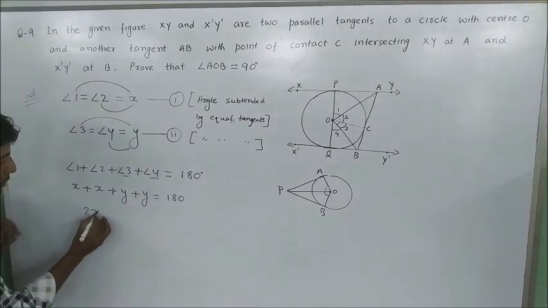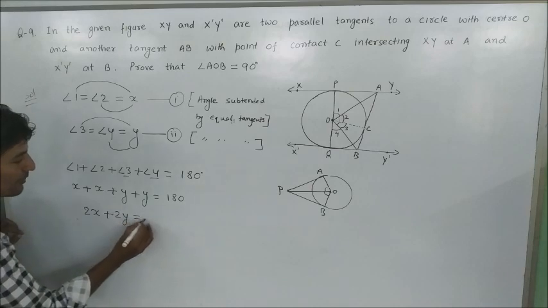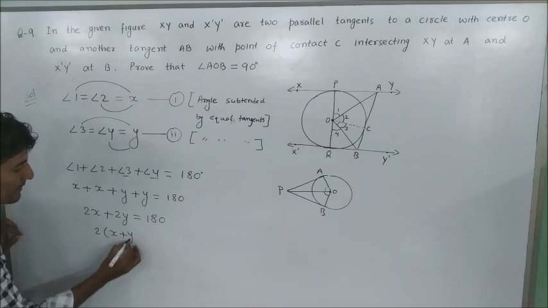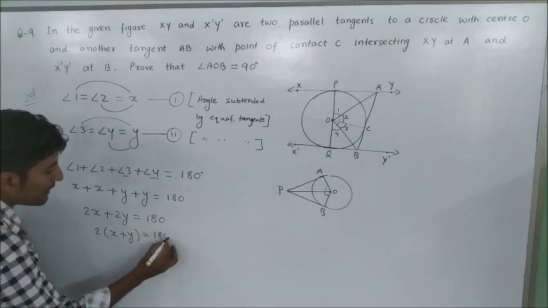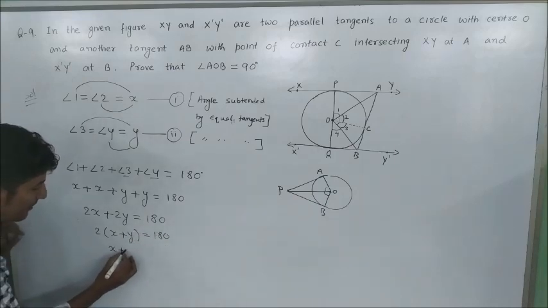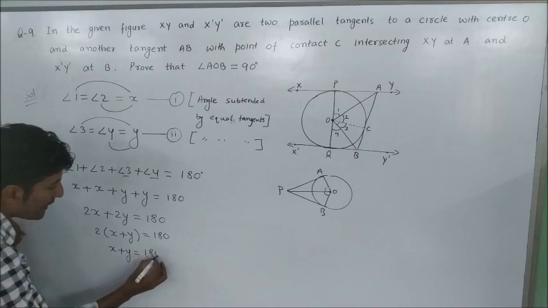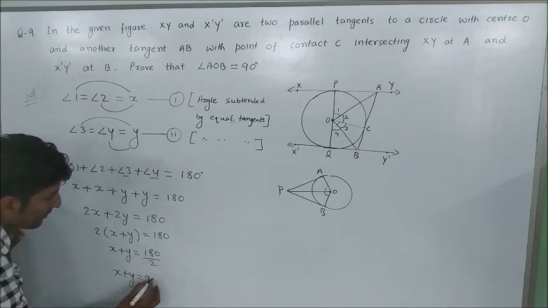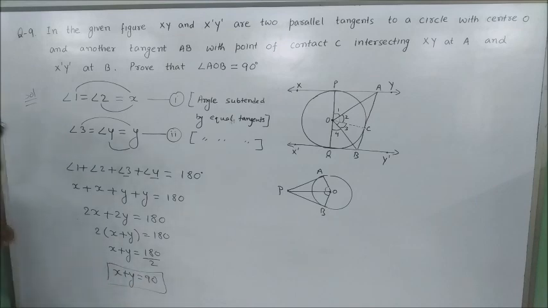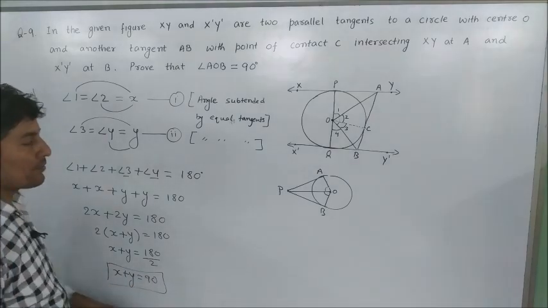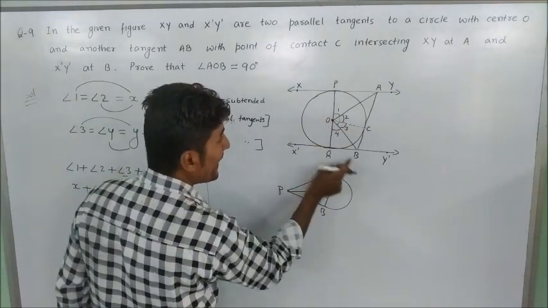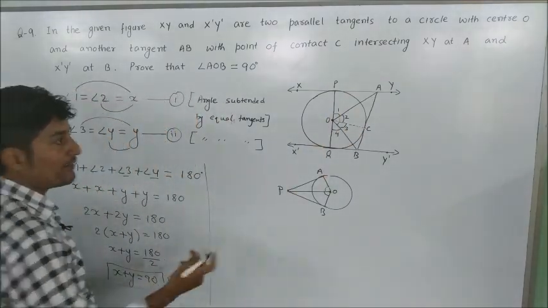So here we can write 2x plus 2y is equals to 180 degree. 2 we can take as a common. X plus y is equals to 180 divided by 2. X plus y is equals to 90 degree. So we got the sum of x plus y, that is equals to 90 degree. Now we have to prove that measurement of angle AOB equals to 90 degree. That we have to prove.